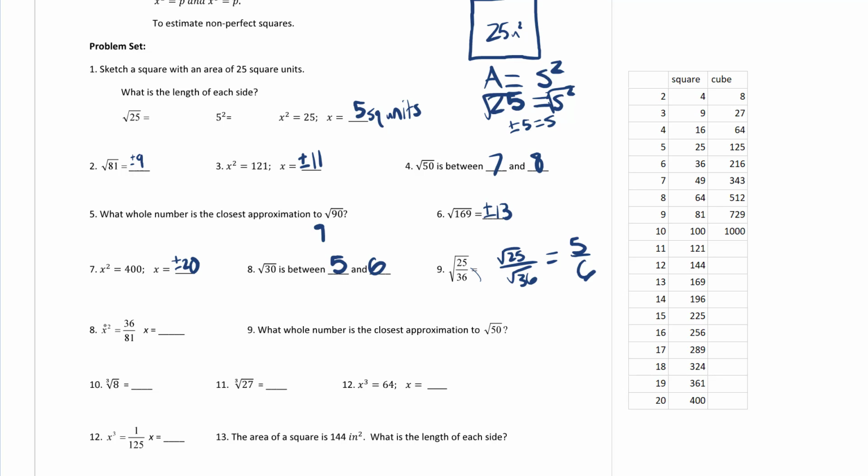Likewise for this one, we'll square root both sides to get x by itself. The opposite of square is square root. The square root of 36 is 6, and the square root of 81 is 9, so we get 2/3.